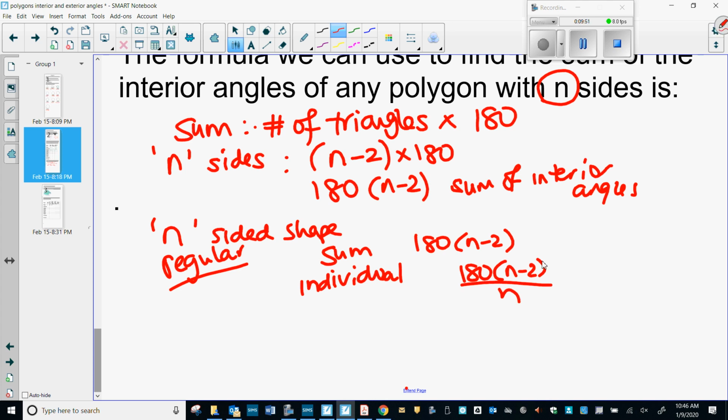Okay? So if you've got a regular shape, you know that the individual angles would be 180 brackets n minus 2 divided by n, because that's the sum divided by how many angles there are. If you just want the sum, it's going to be 180 brackets n minus 2. Does that all make sense? So to find the sum of the angles of any polygon, you use this. But for a regular one, if you want the individual ones, you would then just divide that by n, because we know they're all the same. Okay. Yeah?